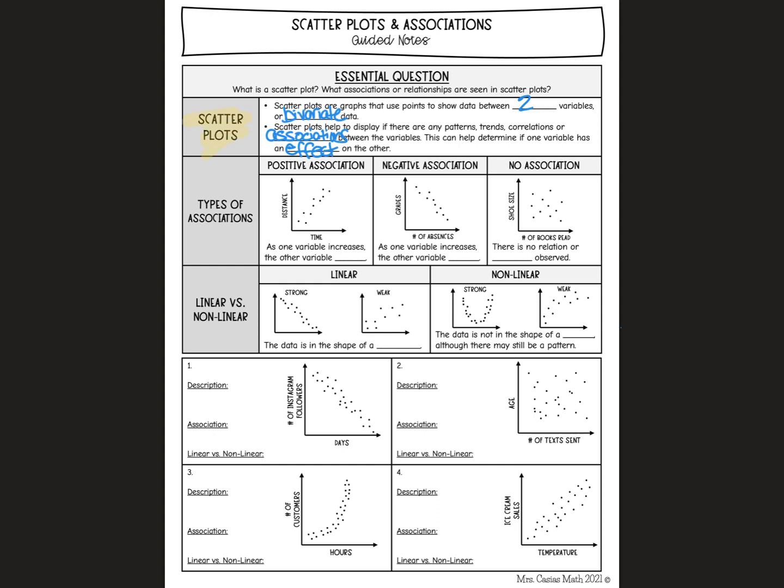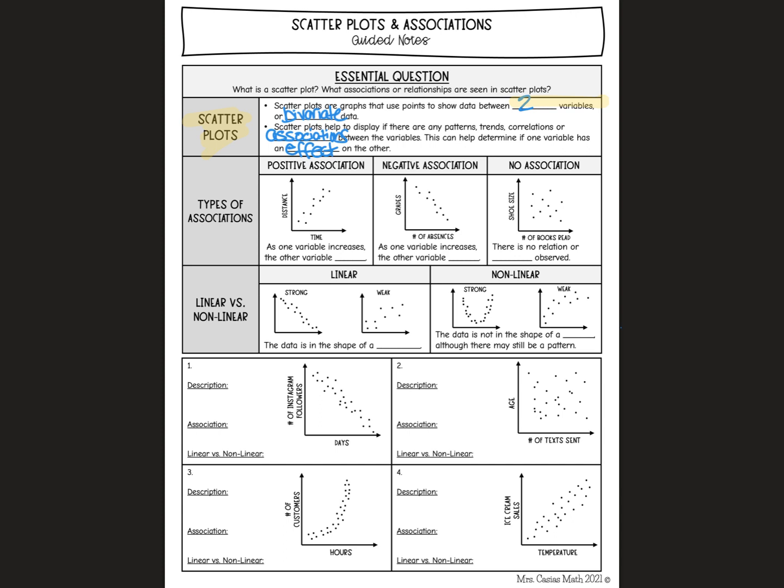Okay, and in your mind, you're probably thinking it reminds you of just a graph with a bunch of dots. You may have heard her refer to it as a dot plot, and you're correct. Scatter plots are nothing more than graphs that use points to show data between two variables, and we call this bivariate data. Okay? And most of the time, our variables are going to be on that x and that y axis.